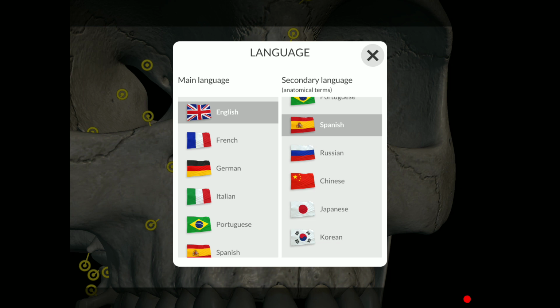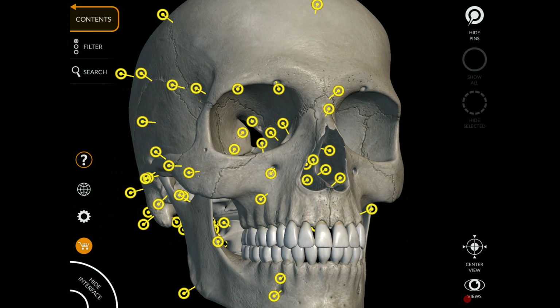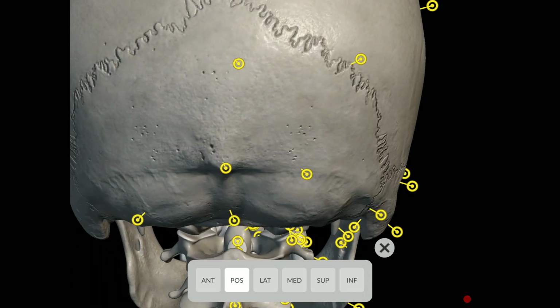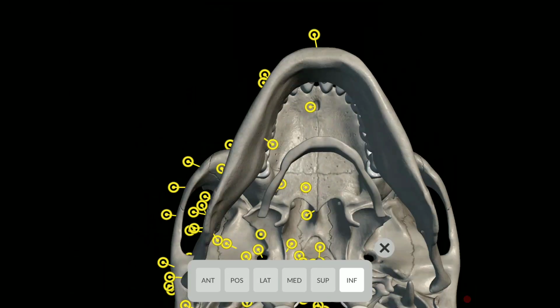You can select different languages, a main or a secondary language. I chose English as the main and Spanish as the secondary. If anyone wants to see the anatomical terms in different languages, you can access that option. You have different views as well: anterior, posterior, lateral, medial, superior, and inferior.